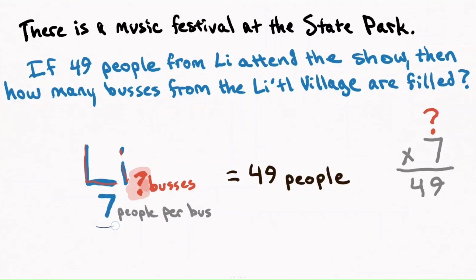And then we know that there's going to be 7 people in each bus, right? Because the little village town, it's a small town, and they only have teeny tiny buses that only fit 7 people at a time. And that's going to equal 49 people, because that's what the question is talking about, if 49 people go to the music festival. So we're going to do backwards from what we did before. We have question mark times 7 is going to equal 49. So we're just going to go backwards. 49 divided by 7 is going to equal how many buses there are.